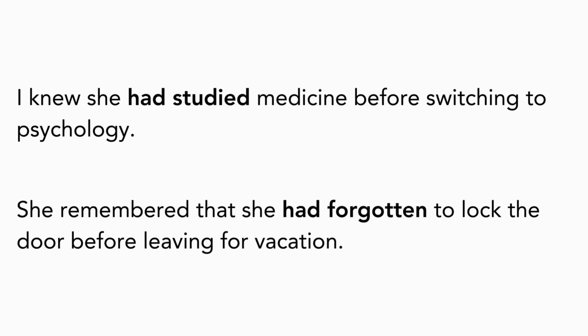She remembered that she had forgotten to lock the door before leaving for vacation. Forgetting to lock the door, had forgotten, preceded the departure for vacation. In each of these examples, the past perfect tense, had plus past participle, is used to denote an action that occurred before another past action or event, as relayed through speech, thought, or communication.